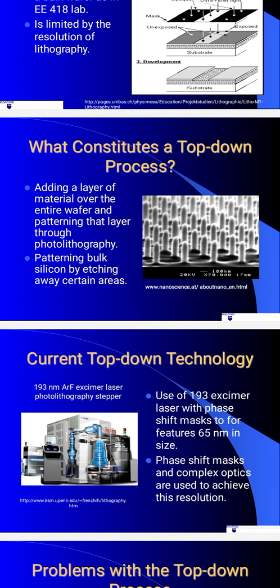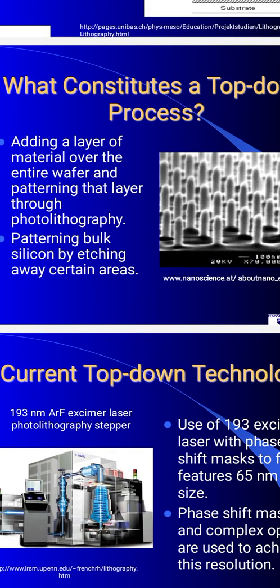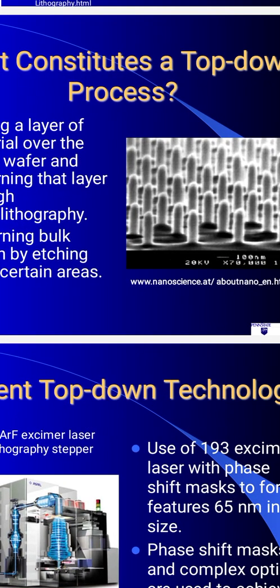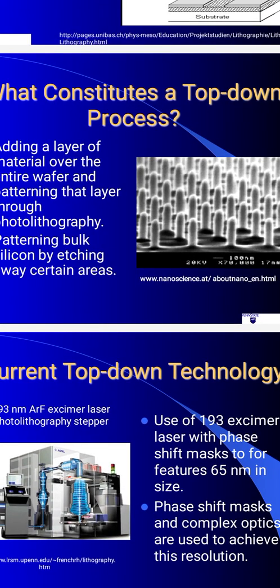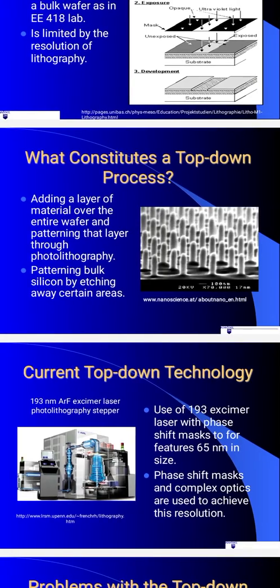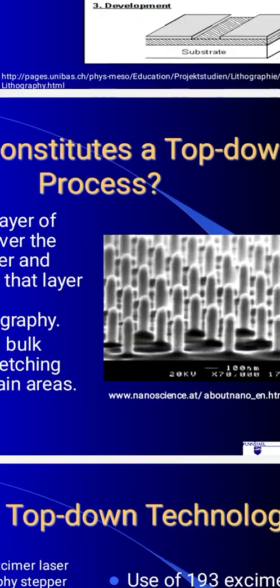So we can make very ordered, periodic, equal size structures as shown in this picture. So this is 100 nanometer, 100 nanometer is the width of this structure. So extreme UV light or electron beam lithography might be used for making this structure as shown in this picture.